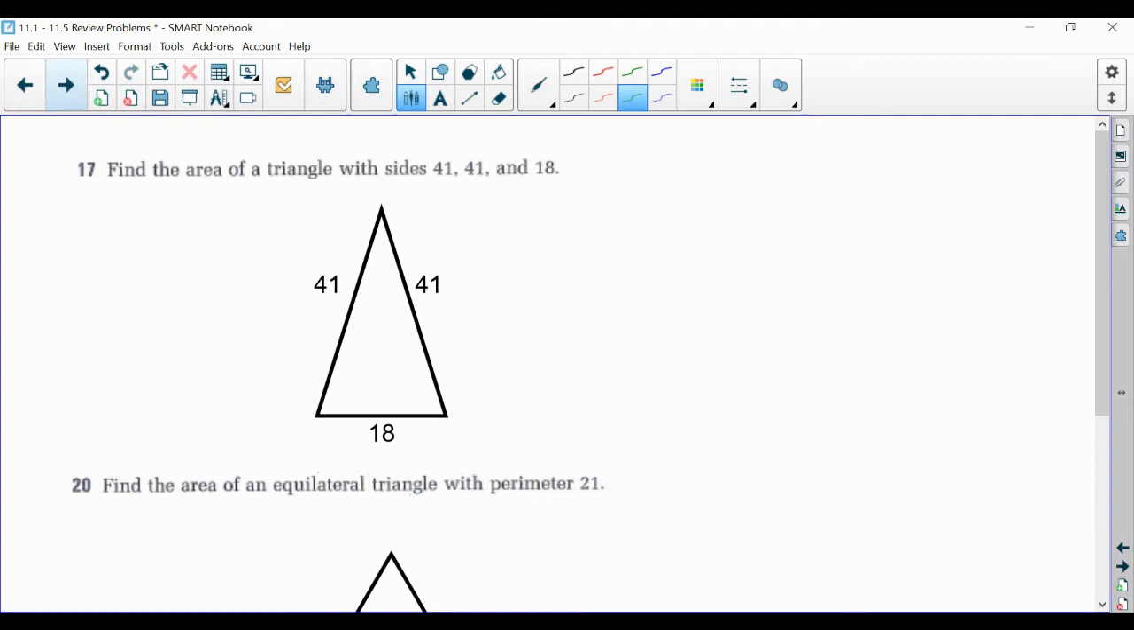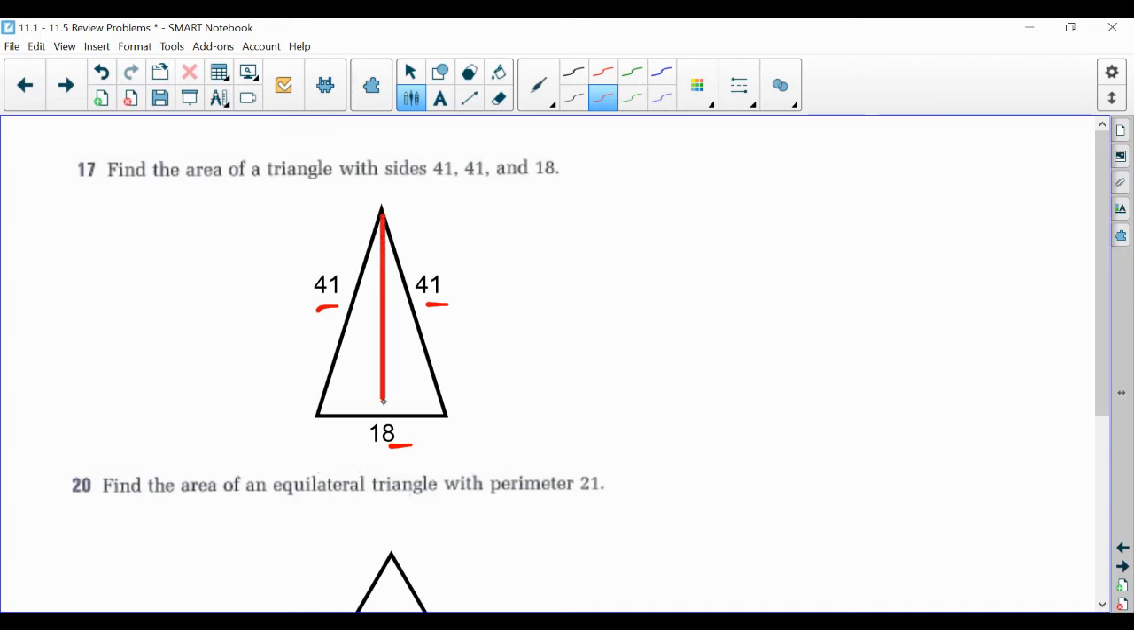Okay, 17 and 20, they're asking us to find the area of 2 triangles. Number 17, the triangle is isosceles, and we're given the 3 sides of 41, 41, and 18. Later on in the chapter, we're going to learn something called Hero's formula or Heron's formula, which will allow us to find the area of a triangle just by using the 3 sides. But that won't work here because we haven't seen it yet. So what do we do instead?